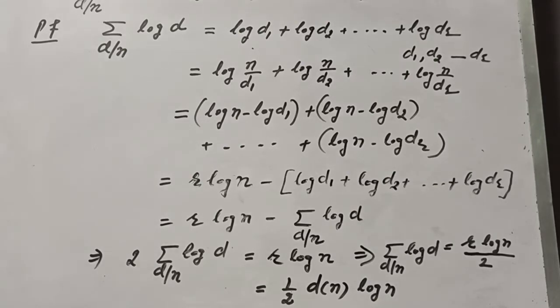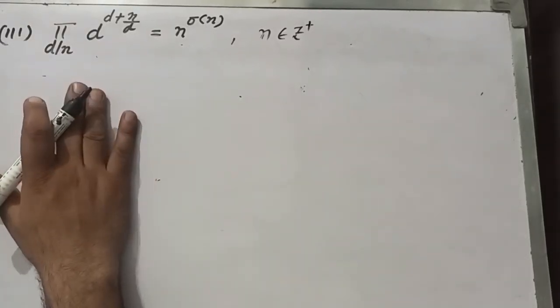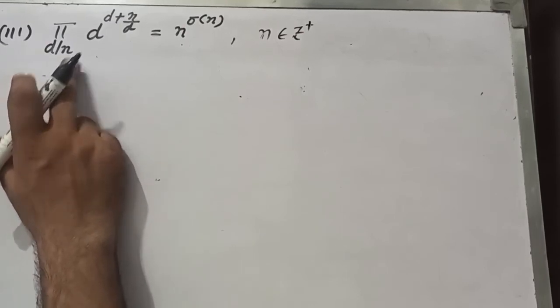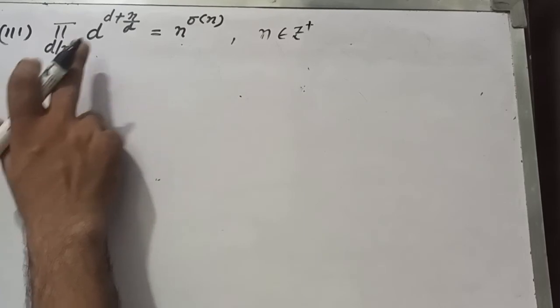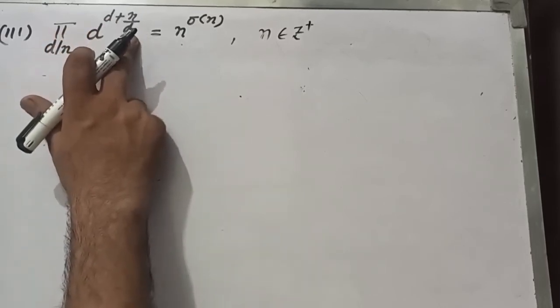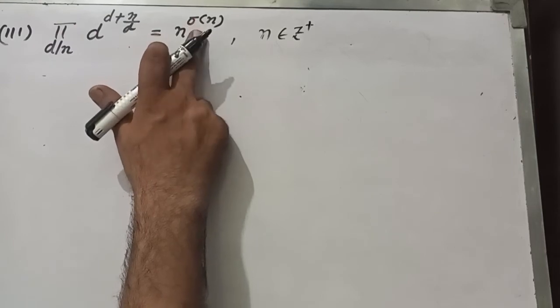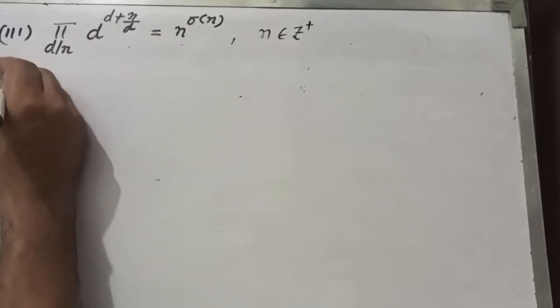Now we will move to the third part. So let's start the third part of our today's lecture. Now the left hand side is the product over all positive divisors d of n of d raised to the power d plus n by d, and that must be equal to n raised to the power sigma(n). What is sigma(n) here? Sigma(n) is the sum of all positive divisors of n. So let's start the proof.